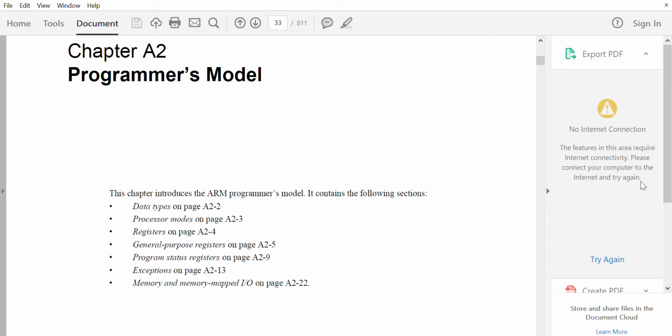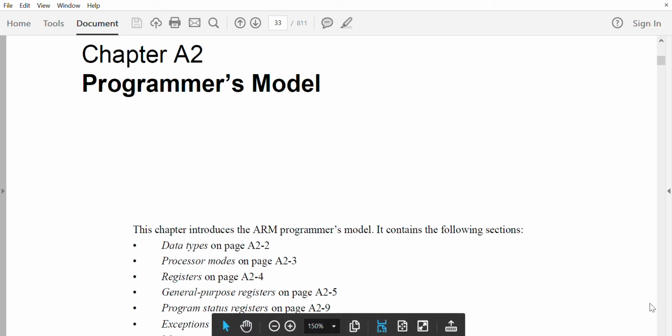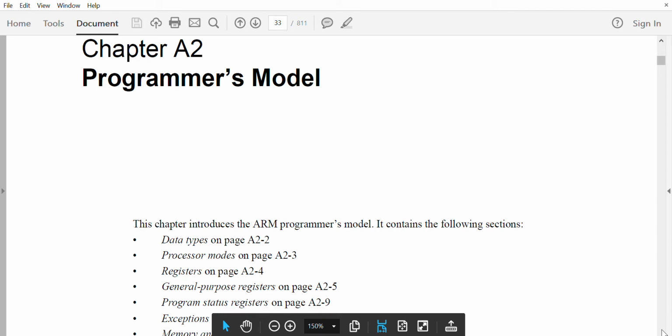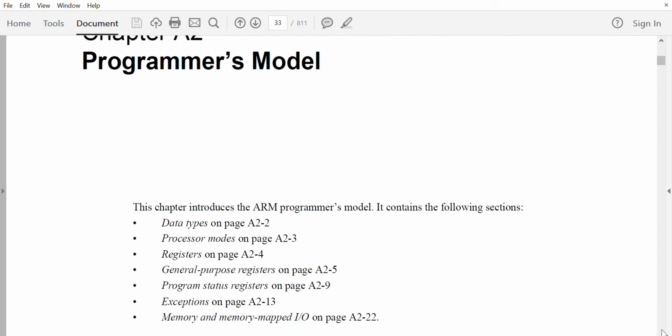In the last video, we talked about the ARM register architecture. So here we are talking about the programmer's model. This PDF is the same as the earlier case. It is the ARM manual, so it's available in Google.